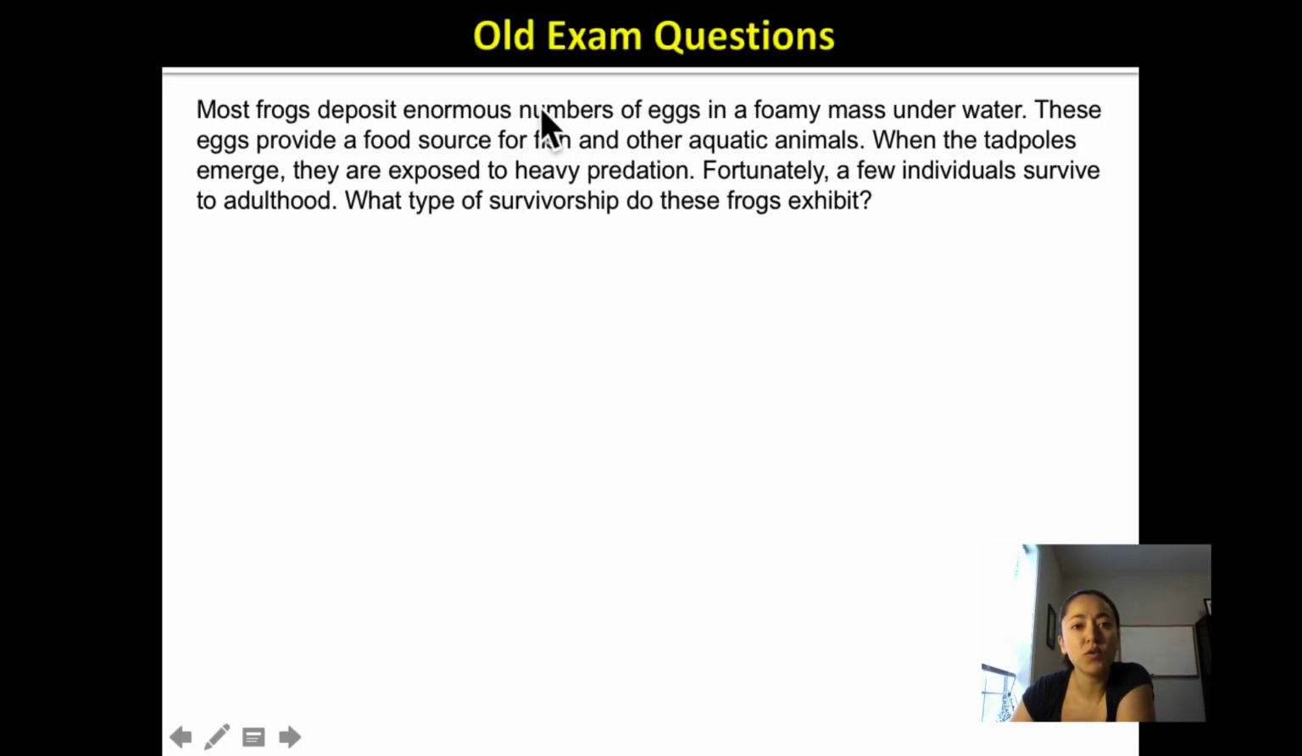Most frogs deposit an enormous number of eggs in a foamy mass underwater. These eggs provide a food source for fish and other aquatic animals. When the tadpoles emerge, they're exposed to heavy predation. Fortunately, a few individuals survive to adulthood. What type of survivorship do these frogs exhibit? Correct answer is type 3.